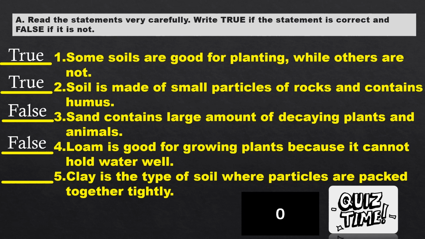Last question. Question 5. Clay is the type of soil where particles are packed together tightly. Correct. The answer is true. Did you get a perfect score? Good job! Now you are ready to do the next activity.